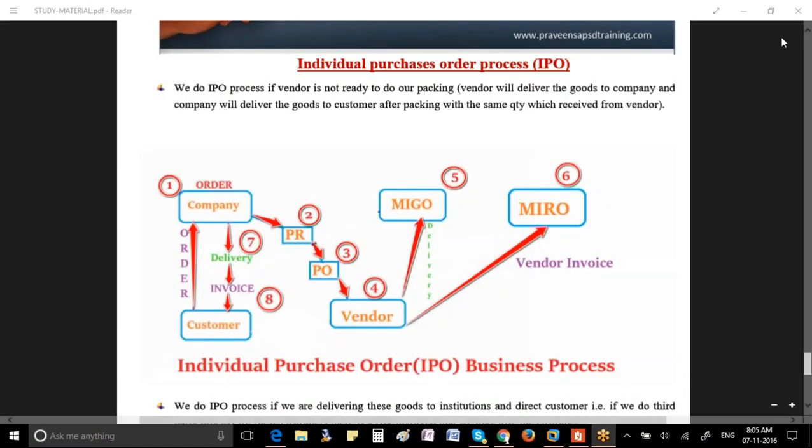IPO process, that is individual purchase order. Okay, so why do companies go for individual purchase order? And what is an individual purchase order? Third party, we know the process. What is the third party process?